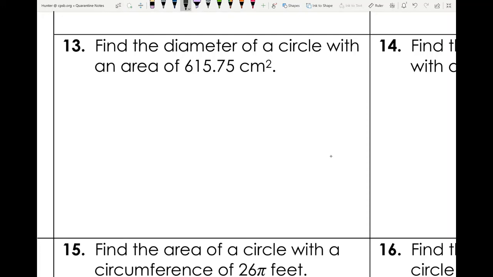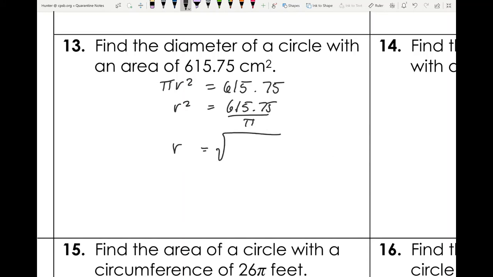So pi r squared is equal to 615.75. So r squared is equal to 615.75 over pi. And again, we take the square root of both sides, and I get the square root of 615.75 over pi. And then that in our calculator will give me 14 centimeters. But I'm not trying to find the radius, I'm trying to find the diameter.